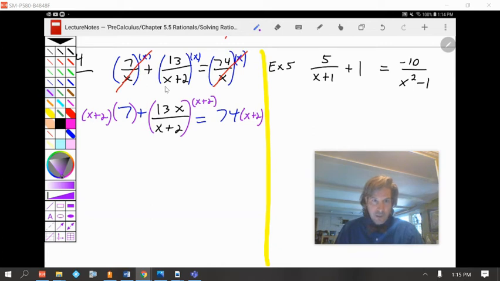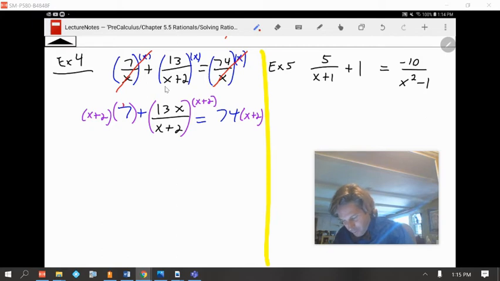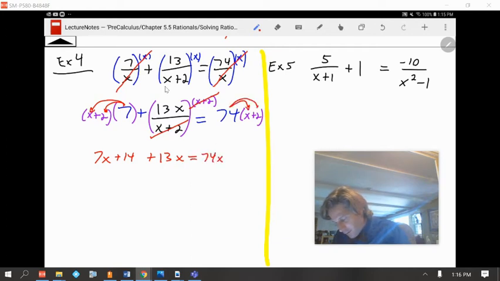Now I get to do some distributive property. What's 7 times x? 7x. What's 7 times 2? 14. What is 13x times x plus 2 over x plus 2? Well, the x plus 2 cancels the x plus 2, and what's left is just 13x. And that will equal 74 times x, which is 74x, and 74 times 2 is what, 148? Because 70 and 70 is 140, and 4 times 2 is 8. 148.